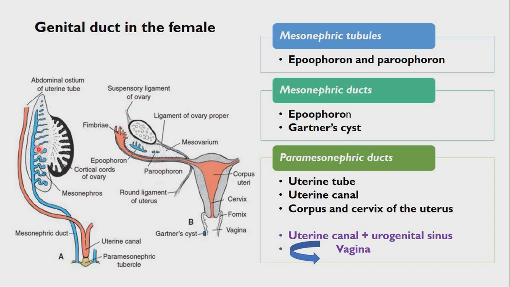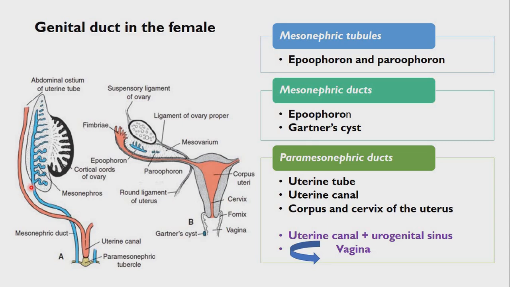The mesonephric duct will also degenerate and the most apical portion or cranial portion of it will be found in the epiphoron, and the caudal portion of it will be found either in the uterine wall or in the vagina, and it will be called a Gartner cyst.